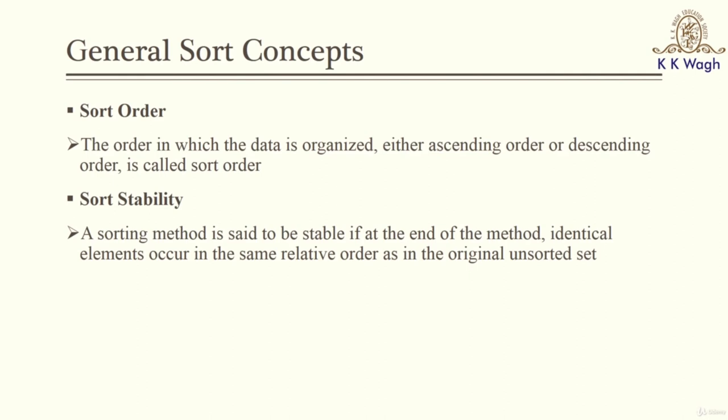Second is the sort stability. Sort stability means that after the completion of sorting, the data or the numbers keep the sequence in which they were previously available. It is about how stable it is, that is, the sorting algorithm or technique has not changed the order. If the original order of the data before sorting and after sorting is not changed much by an algorithm, then that algorithm is said to be a stable algorithm.